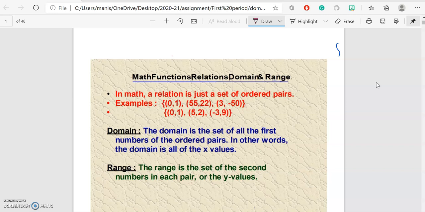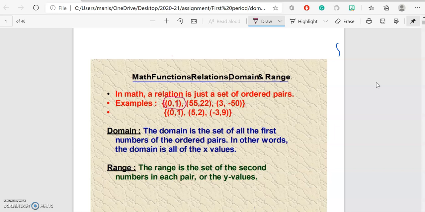In math, a relation is just a set of ordered pairs. A relation between two sets is the collection of ordered pairs containing one object from each set. If the object X is from the first set and the object Y is from the second set, then the objects are said to be what? They are said to be related.